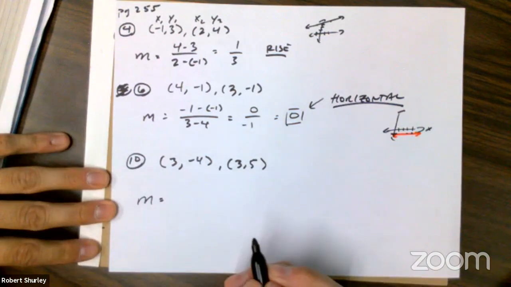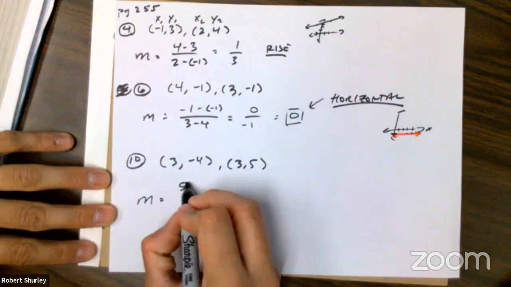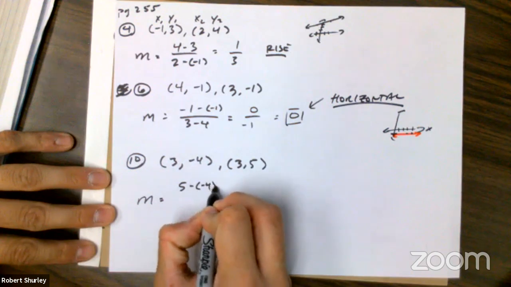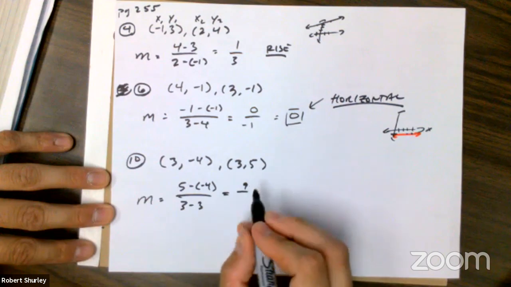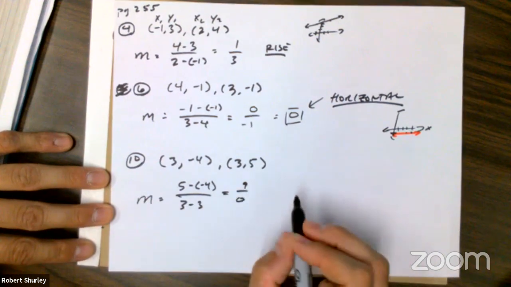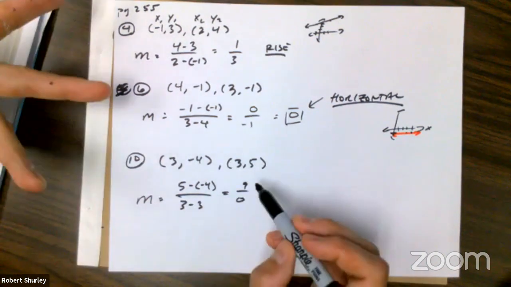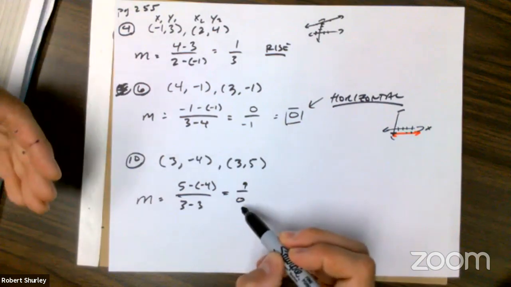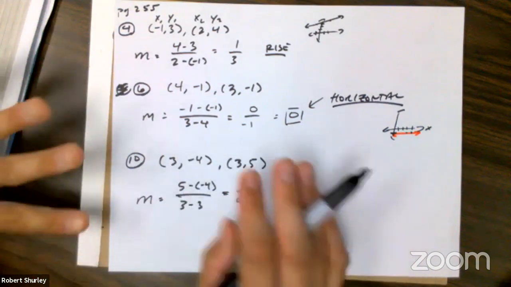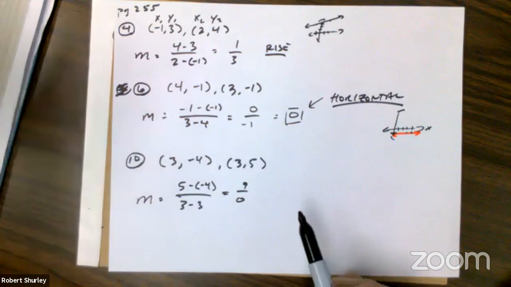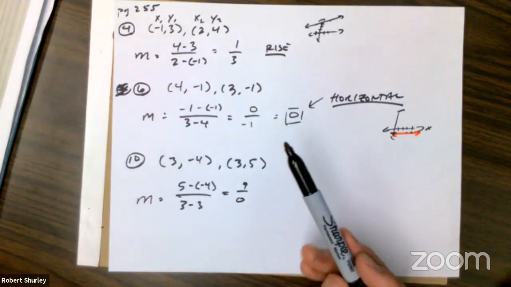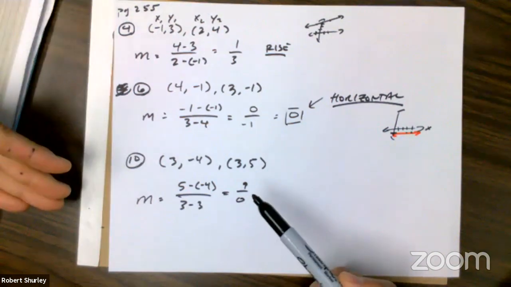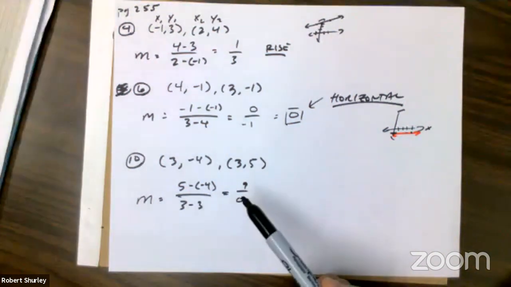So let's do this one. So we get 5 minus a -4 over 3 minus 3. So 5 minus a -4 is 9 over 0. Now this is weird. Look, anything divided by 0 doesn't work. It's one of those weird glitches in mathematics, okay? The first glitch is taking a square root of a negative. The other glitch is we can't divide by 0. It doesn't make sense, right?